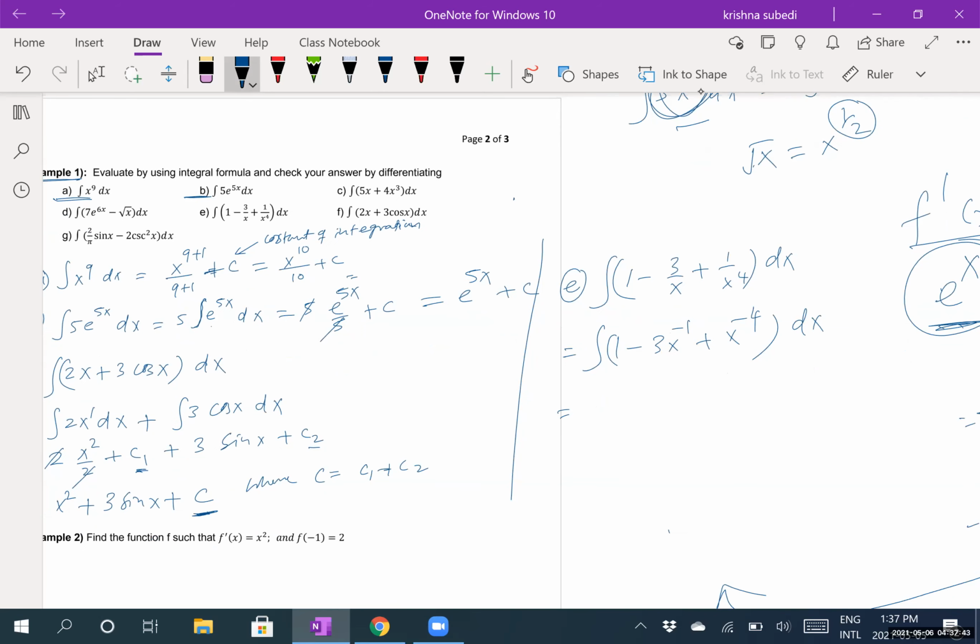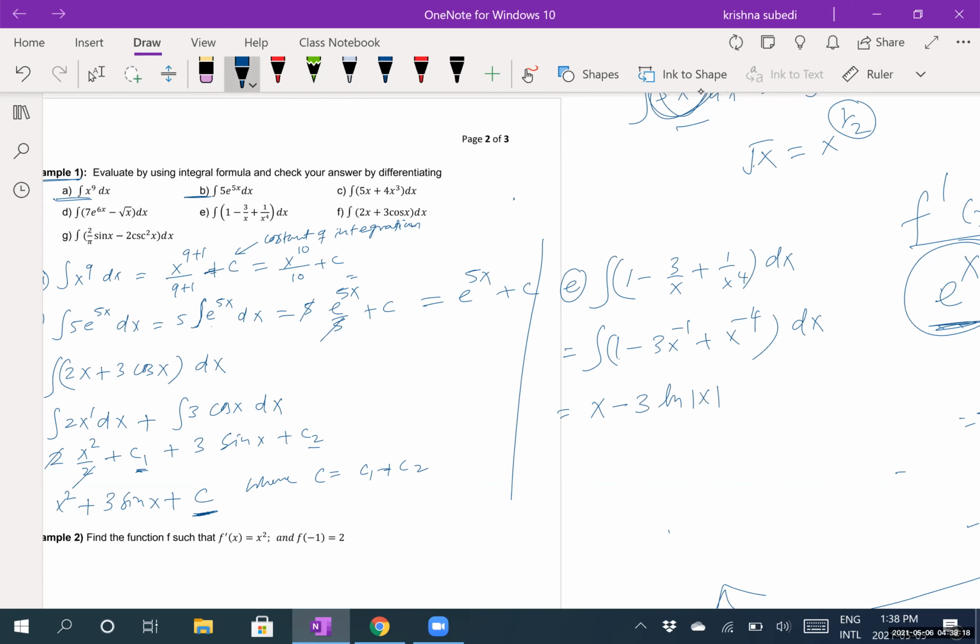You can put them separately, but that just takes a lot of time, so we want to save time here. So the integration of 1 dx, remember we already discussed, is simply x. That is formula number whatever, 1, 2, 3, you check that. So this integration of 1 dx is simply x minus 3 times the integration of x power negative 1. We just developed that formula, which is ln x.